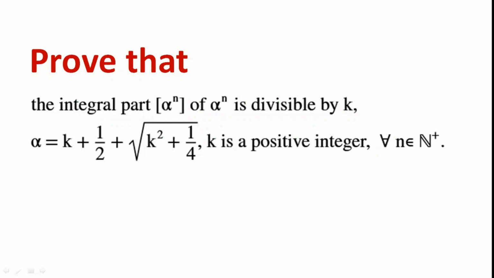Prove that the integral part of alpha to the power of n is divisible by k, where alpha equals k plus a half plus root of k squared plus a quarter, and k is a positive integer, for all n in the set of positive integers.